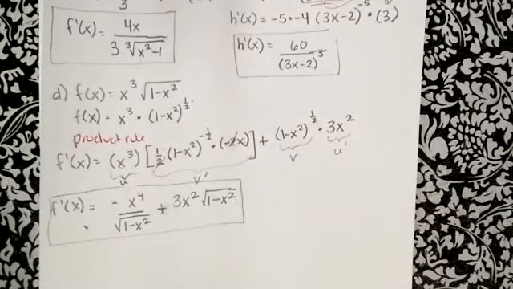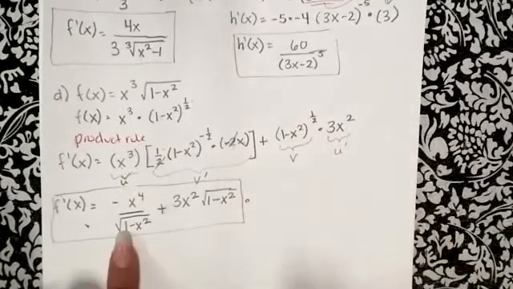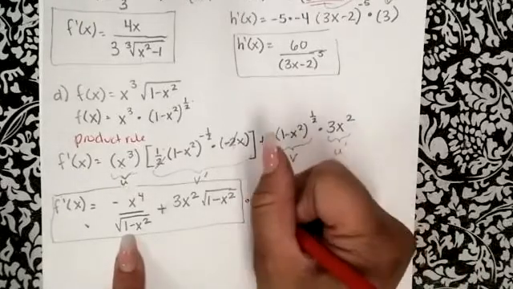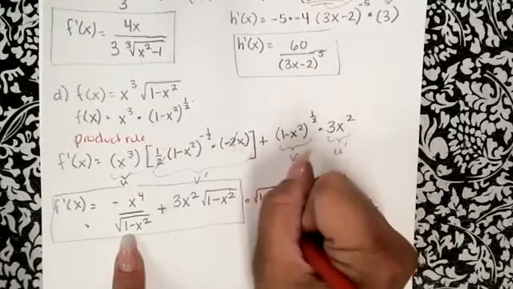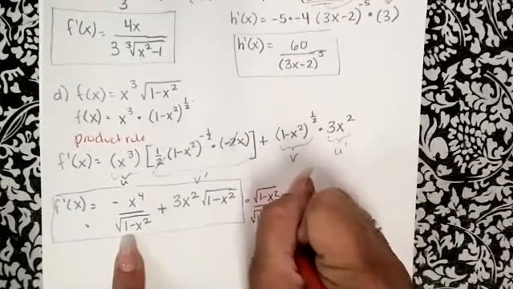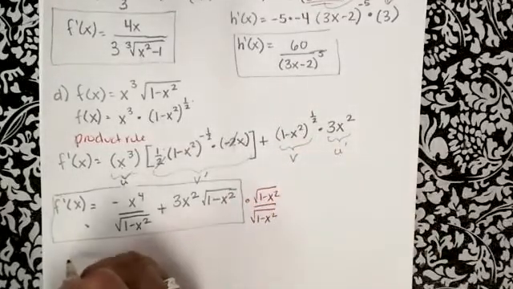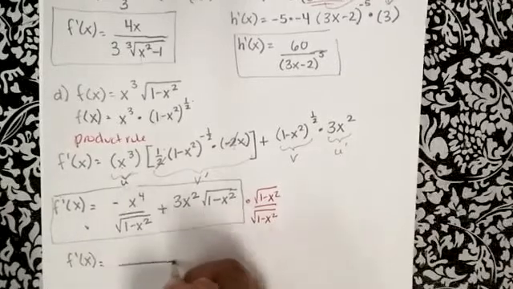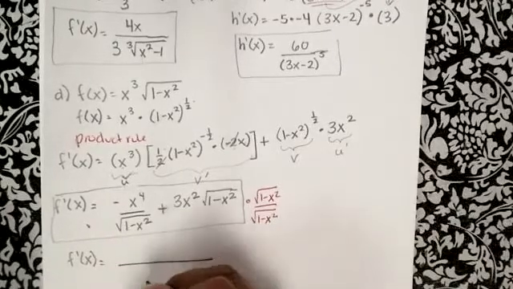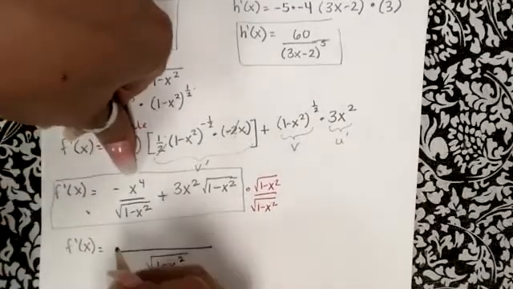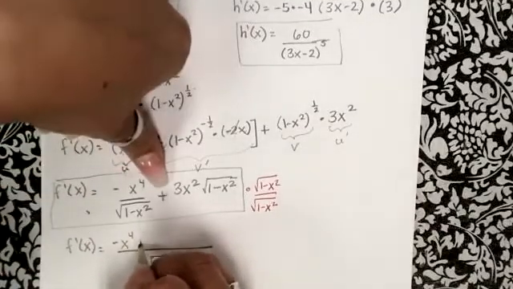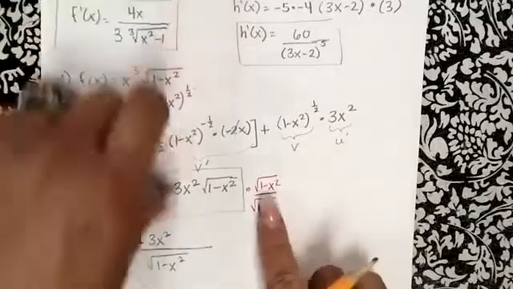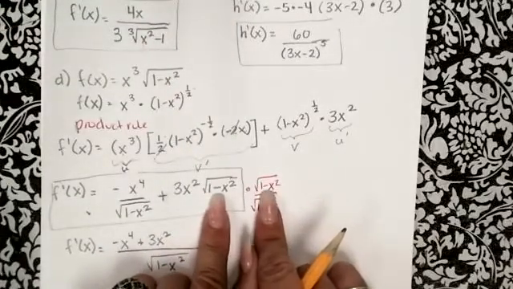So if we have to get common denominators here, I need a square root of 1 minus x squared. So I'm going to multiply the top by the square root of 1 minus x squared and the bottom by the square root of 1 minus x squared. So now the denominators match. Now in the numerator, you're left with a -x to the 4th plus 3x squared. Now, right here, when you multiply a radical times a radical, it's a radical squared, which those cancel out. And you're just left with what's under the radical, which is the 1 minus x squared.